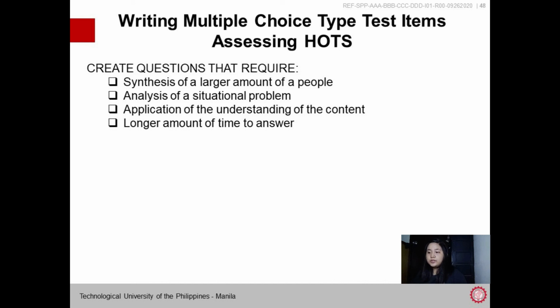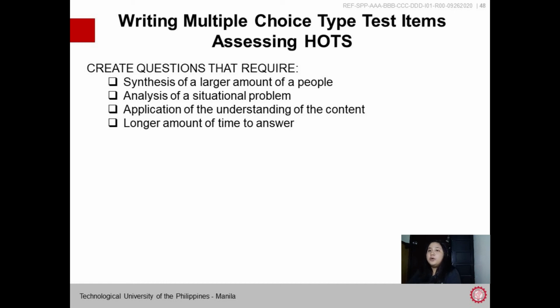Next is create questions that require, one, synthesis of a larger amount of information. Kailangan yung questions is the students will be able to come up with, or form a theory or system, or combine their ideas to create a new one. Next is analysis of situational problem.